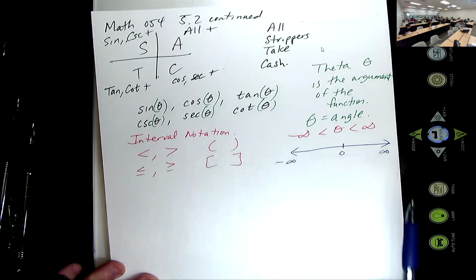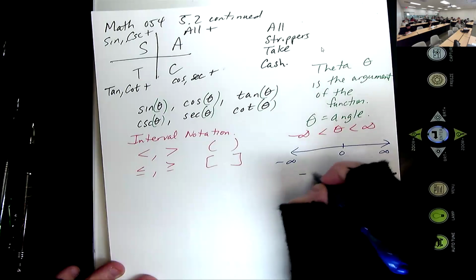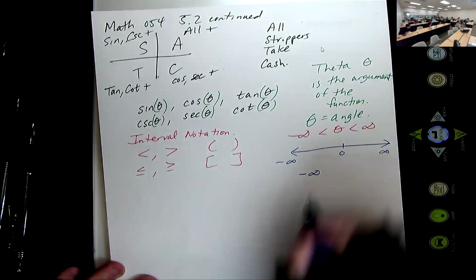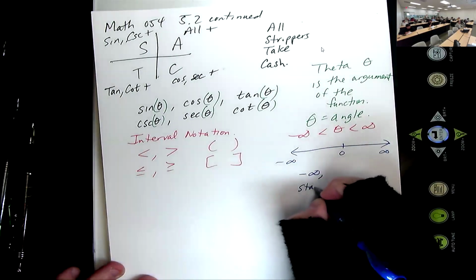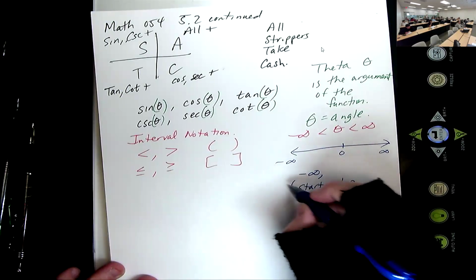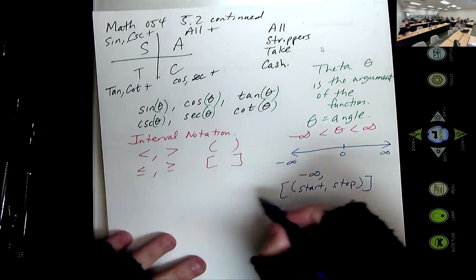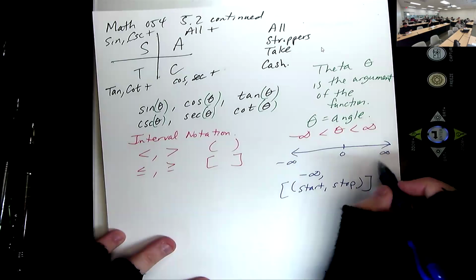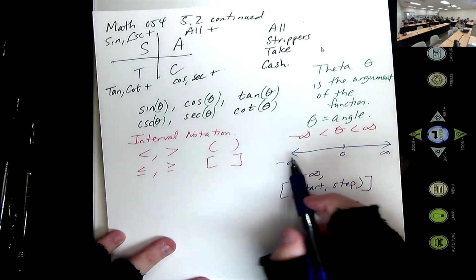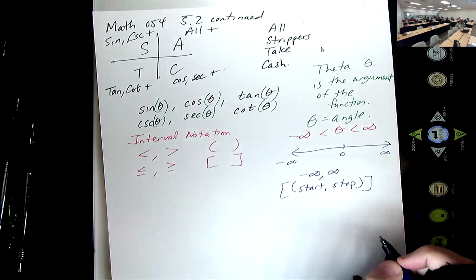Wherever your numbers start, that's where the interval notation starts. It starts at negative infinity. And then you do a comma. Start, comma, stop, with one of these bracket things going on. We'll talk about which one in a second. This is just a general thing here. And we're going all the way up to positive infinity, so it stops at positive infinity.